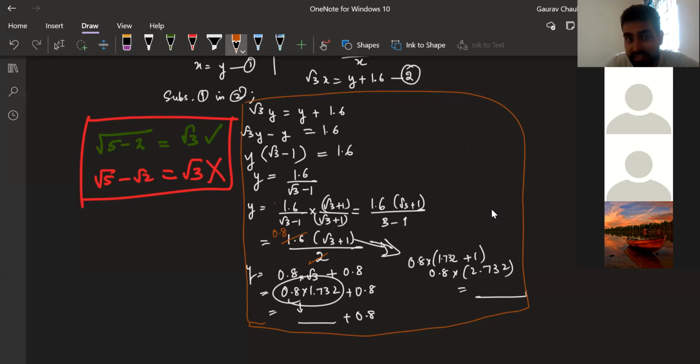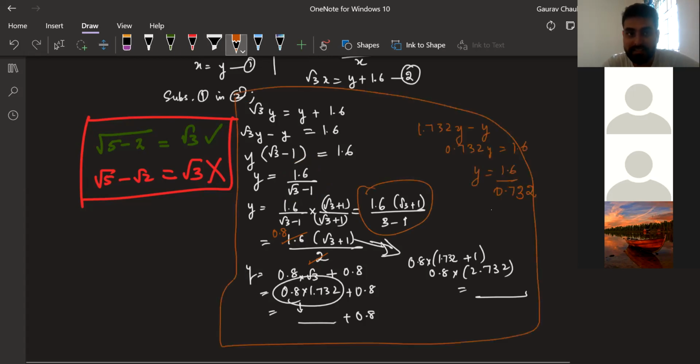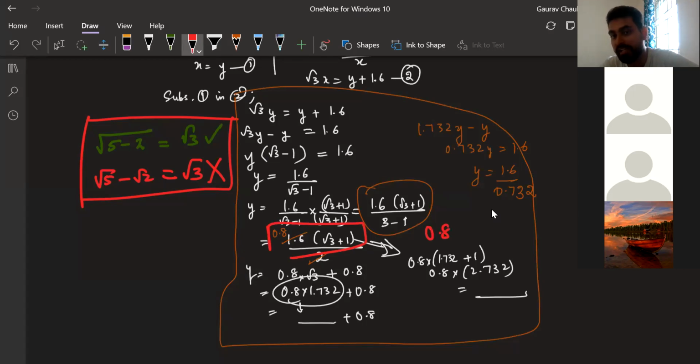So what I do here, I'm taking y common, because I want y at the end of the day. I cannot directly subtract this. So I'm taking y common, I'm taking the coefficient of y to the other side. When I take it to the other side, comes the denominator. This is not an acceptable end answer. I'm rationalizing this. This, guys, this is an acceptable end answer. I can leave my answer at 0.8 into root 3 plus 1.